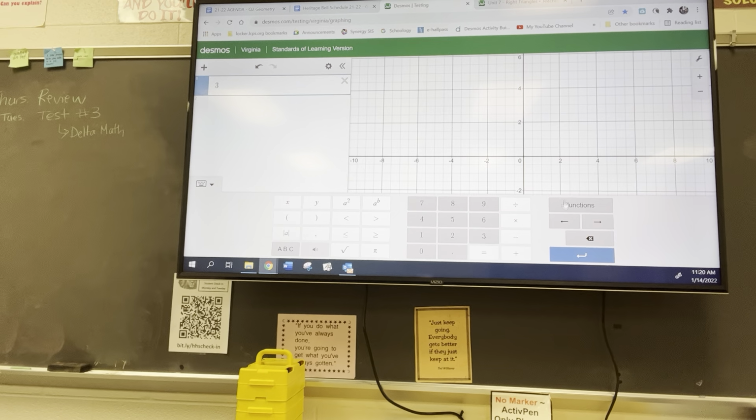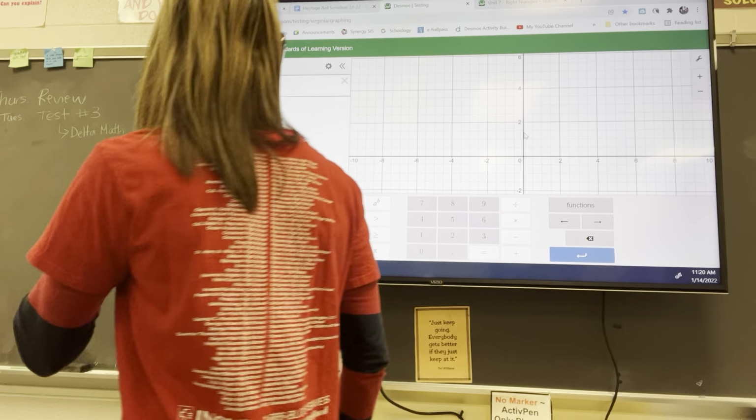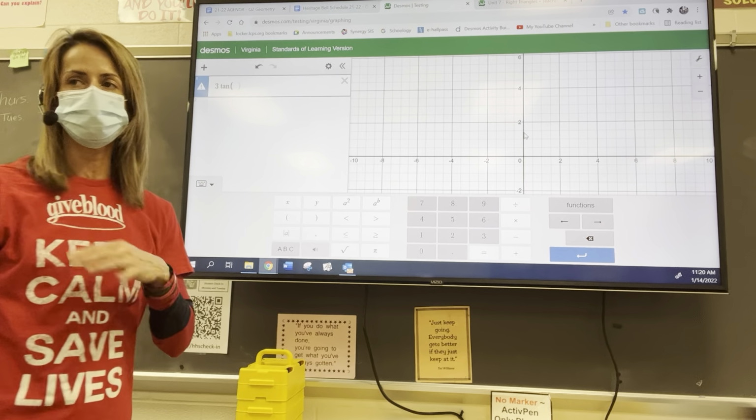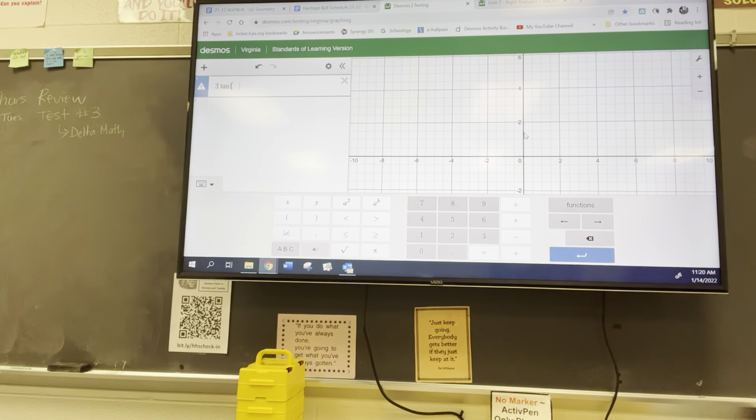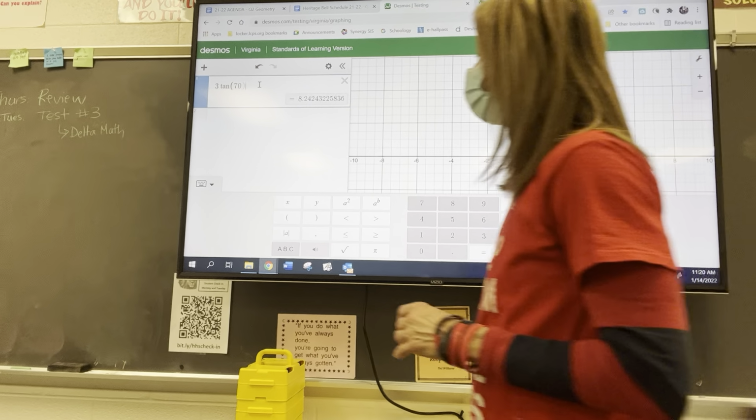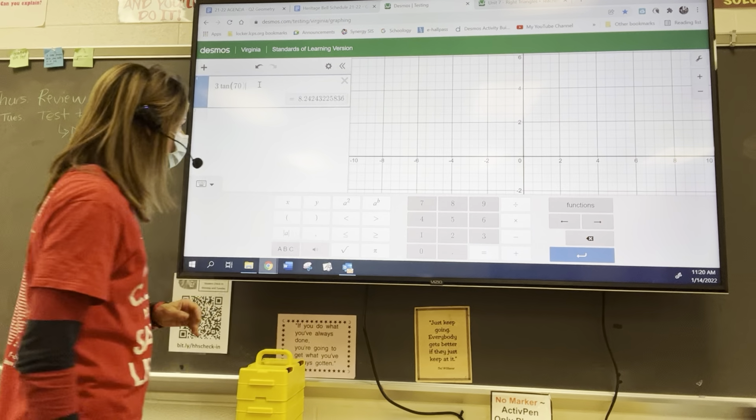But the function button will give you parentheses and remind you that you have to put the degrees inside the parentheses. If you just type in the letters TAN, you have to remember to put the parentheses. No big deal if you can do that. Tangent of 70 degrees times 3. All right, we are getting 8.24. The calculator has calculated this for us.